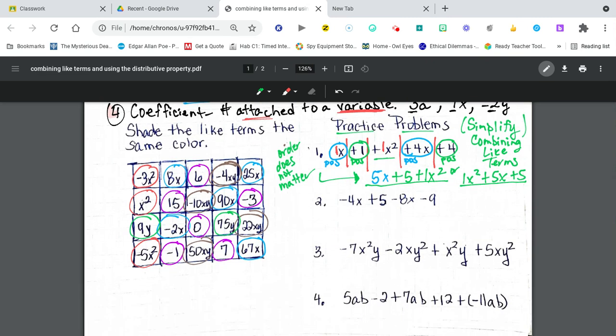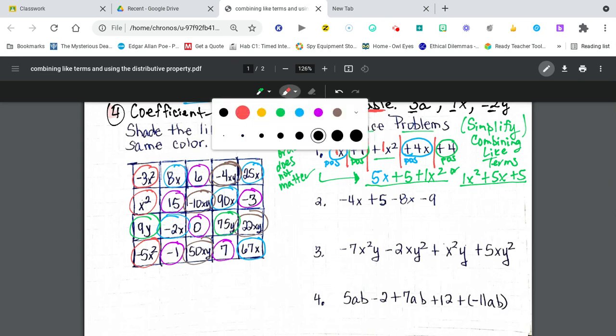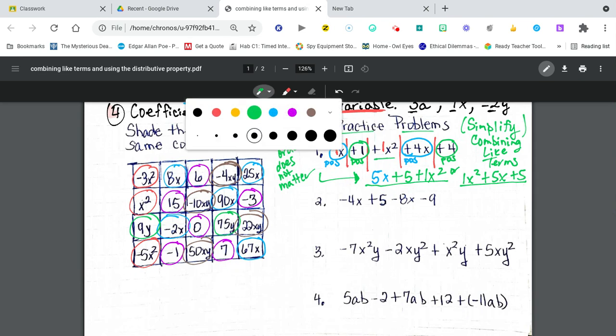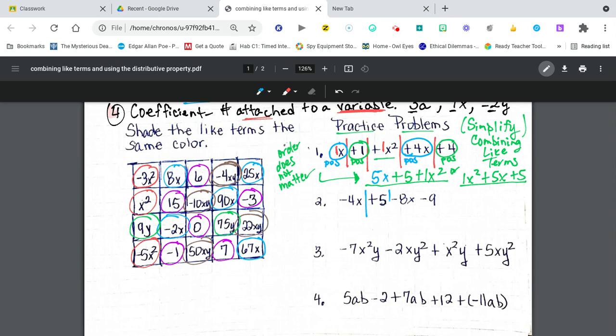Okay, let's take a look at 2. So after each term, draw a bar. So I see I have 1, 2, 3, 4 terms. Okay, so let's pick out what's like.